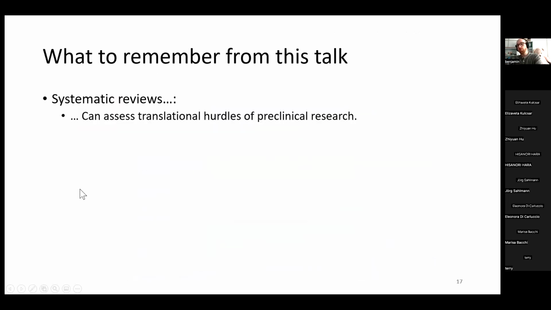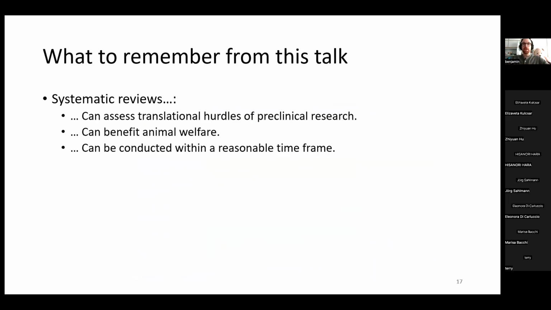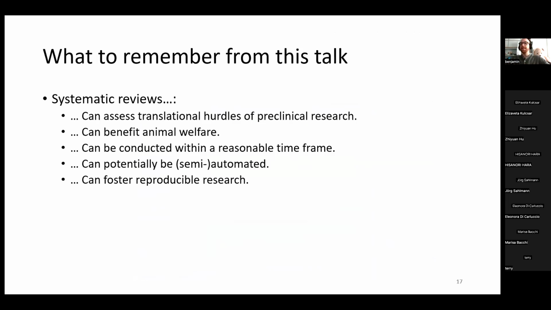And so what to remember from this talk? I think systematic review is a methodology which can help you in your research. For example, to assess translational hurdles of preclinical research, to benefit animal welfare. They can be conducted within a reasonable time frame, roughly 11 months. They can potentially be semi-automated to make them more efficient and easier for you to use. And finally, they can foster reproducible research.